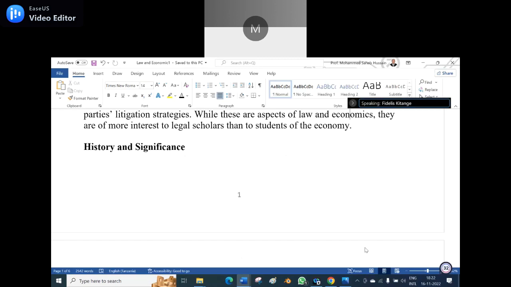Love should go with sacrifice, number one. Love should go with the gift, number two. Love should go in terms of money. Love should go in terms of a smile. Am I right? Yes, Prof. Those are essential factors. So, history and significance.